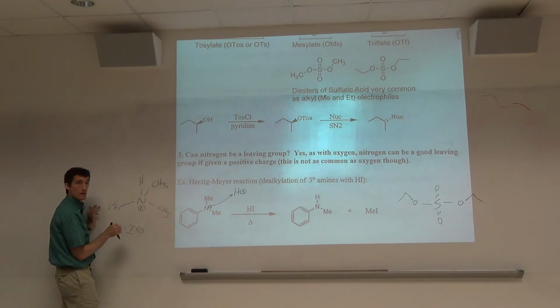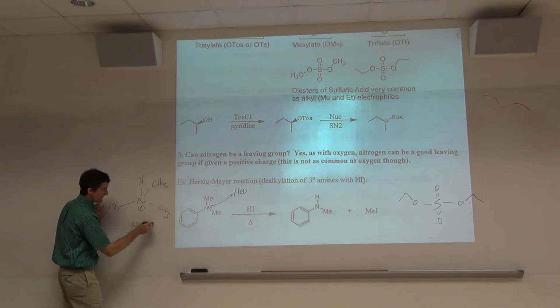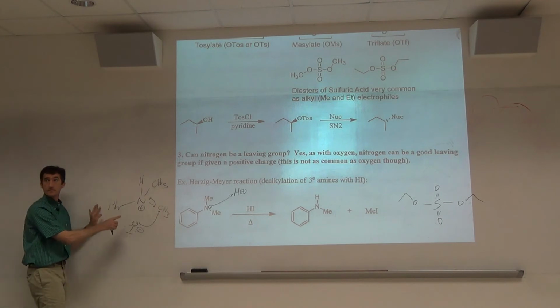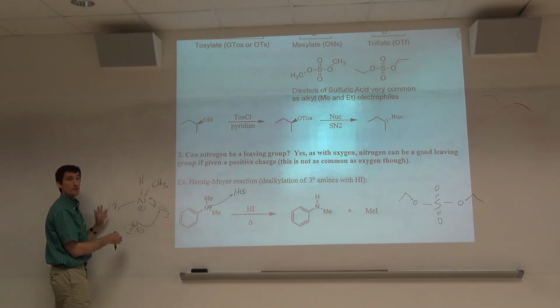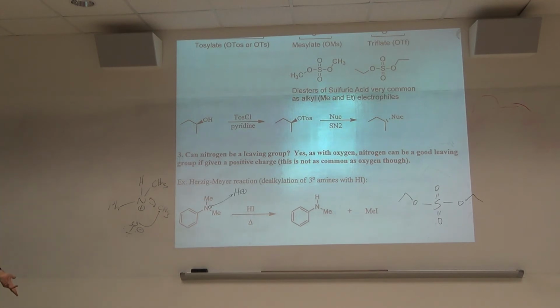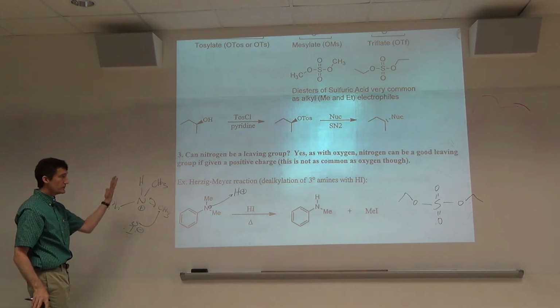Attack one of the CH3s with iodine. Attack here and kick off the nitrogen from the tetrahedral carbon? Can we do that? Seems like that's what we've been doing. The only difference here is a positive nitrogen is the leaving group instead of a positive oxygen. Okay? This is an example.